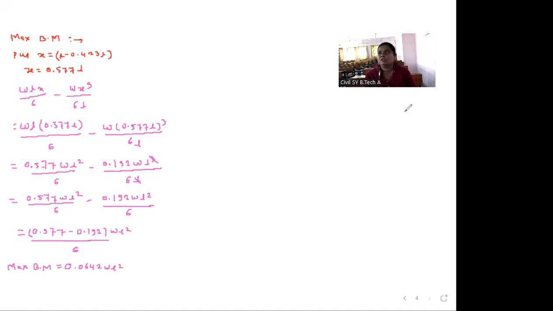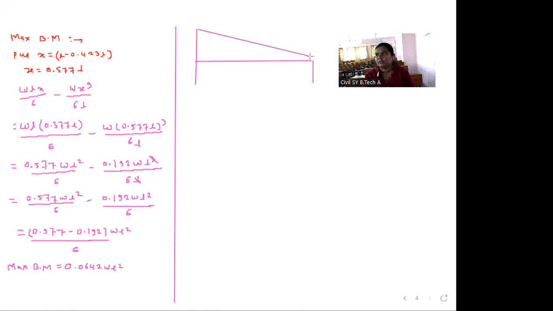Now our shear force calculations and bending moment calculations are over. We will draw shear force diagram and bending moment diagram. So for this, first I will draw our given beam. So this is a given simply supported beam, and on that beam one uniformly varying load is applied. Okay, uniformly varying load is applied. So this is load W.